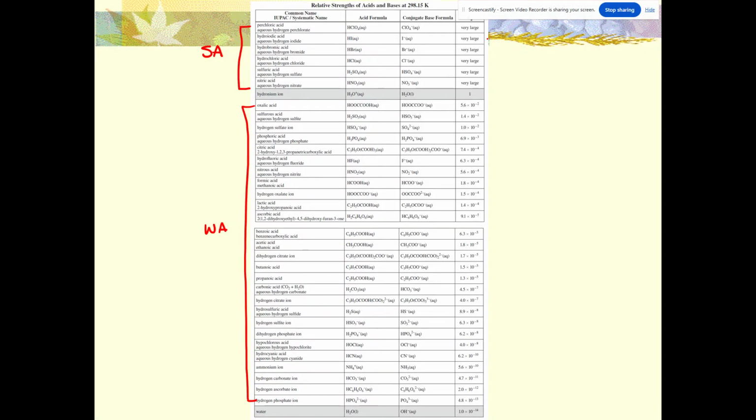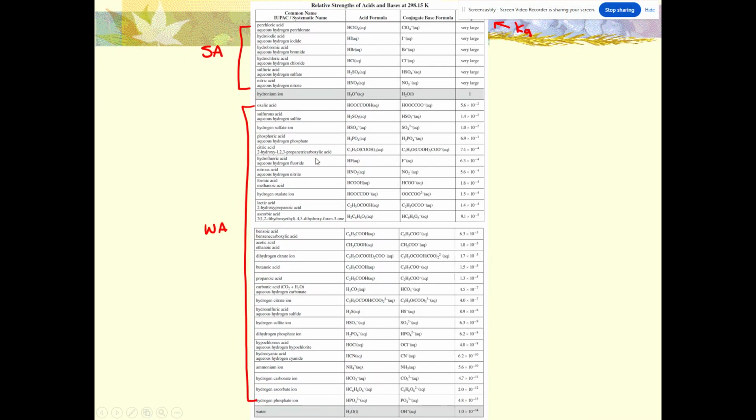Now notice how there's a value written here, Ka. It tells you that Ka is very large for strong acids, and then for the weak acids, there's an actual value to it. And that's what we're going to use today when we calculate the pH of a weak acid.